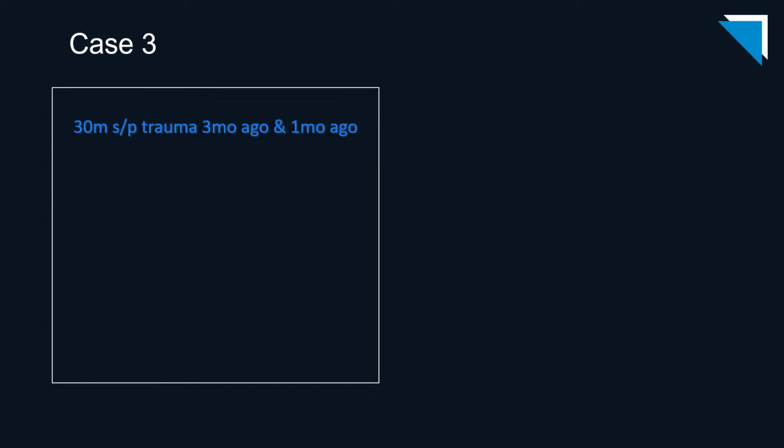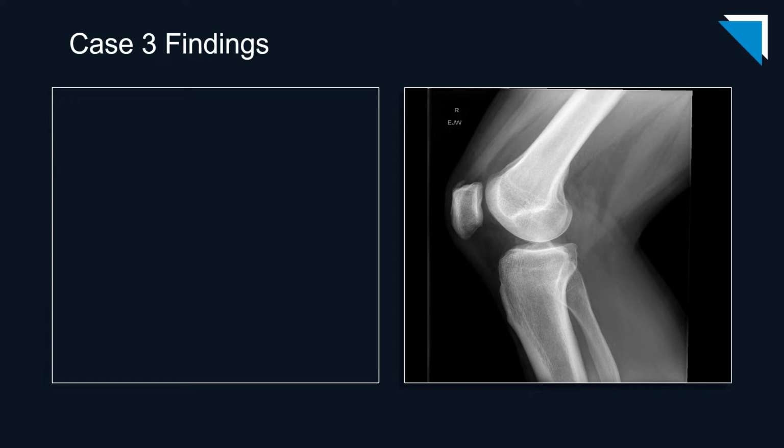Our next patient is a 30-year-old man who experienced trauma both 3 months ago and 1 month ago. Accident prone, I suppose. This is a lateral radiograph of the knee. Seemingly benign findings here, maybe a little bit of enthesopathy at the quadriceps insertion.